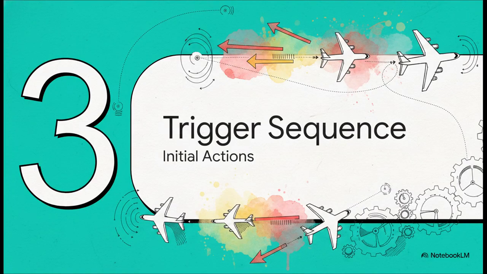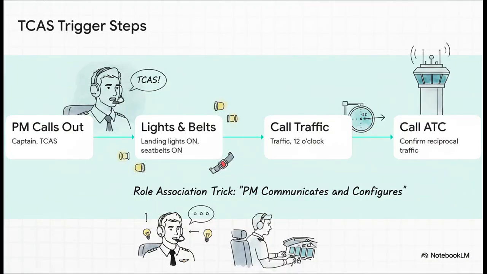Next up, Section 3, the trigger sequence. The moment that TCAS triggers, you have rigid, step-by-step actions to follow. Step 1, the pilot monitoring calls out, "Captain, TCAS." Step 2, switch all landing lights on, flip the seatbelt sign to on, and literally look out for that traffic. Step 3, the PM calls out the position, something like, "Cap, traffic, 12 o'clock." And Step 4, the PM calls air traffic control. For example, "SG123, confirm reciprocal traffic at our level."